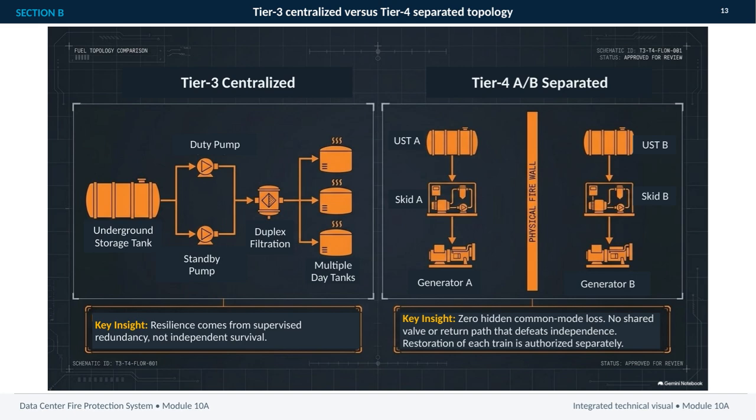The goal is not simply to add another pump or another tank. It is to preserve independence between the two trains, so one failure does not quietly remove both sides. The most important concept is supervised redundancy, not independent survival. Each train can be monitored and restored separately, with authorization applied independently. Just as important, there must be zero hidden common mode loss. A shared valve or return path could undermine the apparent separation, so those dependencies have to be eliminated or explicitly controlled.